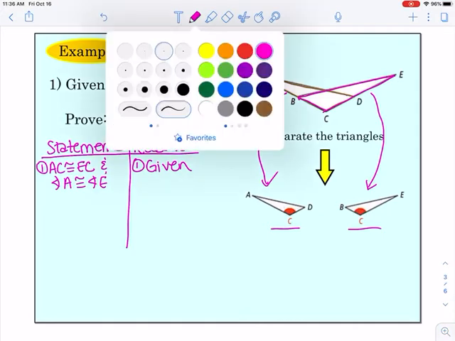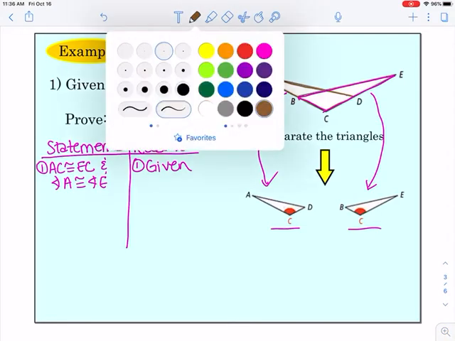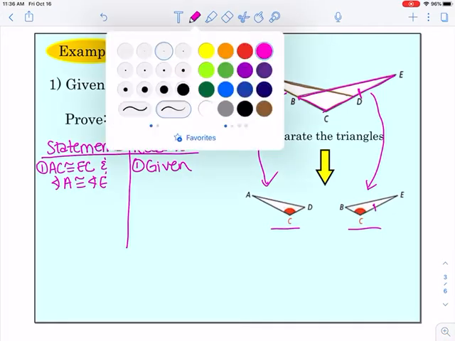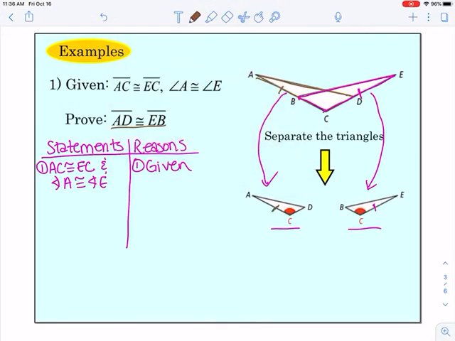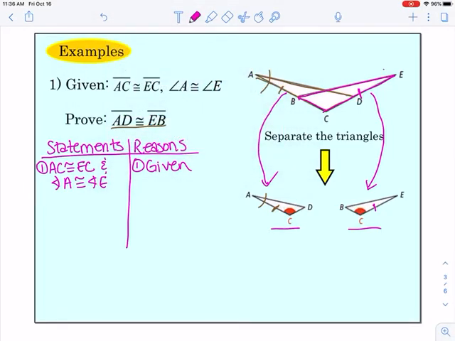So AC is the entire side of this brown triangle, and EC is the entire side of this pink triangle here. So that's this side and this side. Okay, and now I also know that angle A is congruent to angle E. So angle A is that angle there, or again in our bottom picture, it's that angle there. And for our pink triangle, angle E is here.